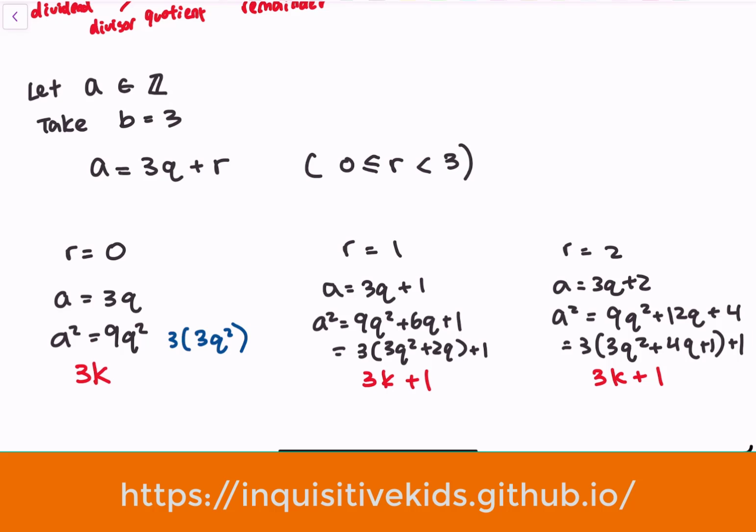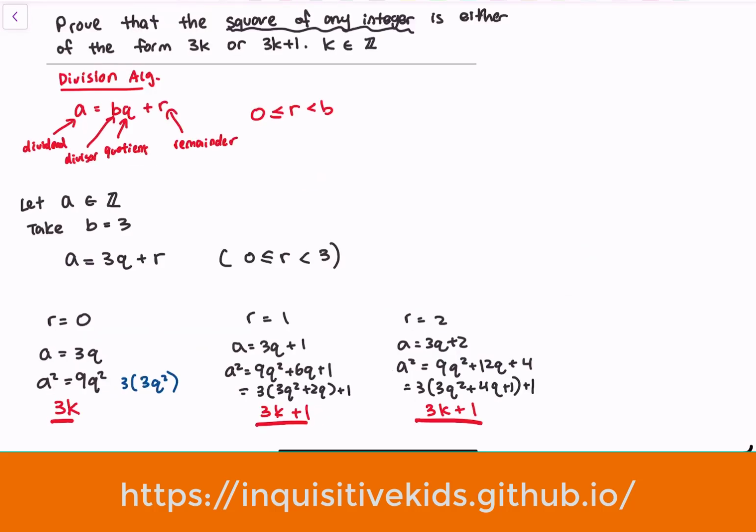So looking at all of our scenarios, a squared can either be written in the form of 3k or 3k plus 1. And this proves our claim. This rule, if you remember it, you can use it in many problems in the future.